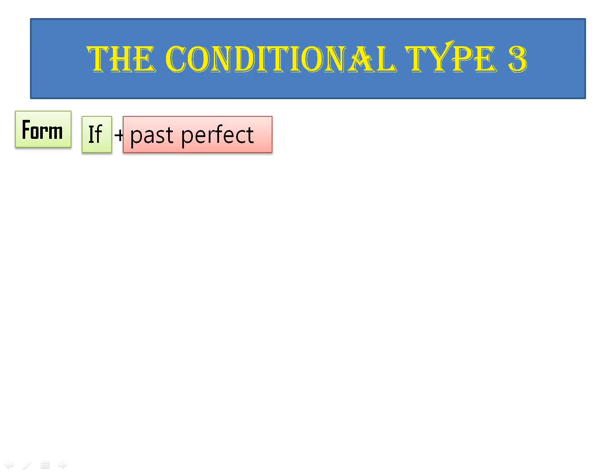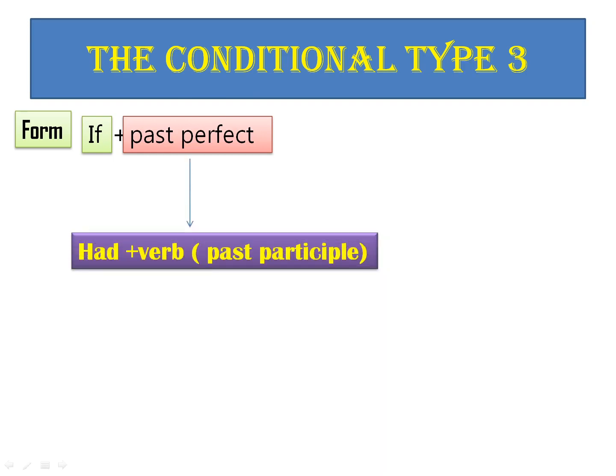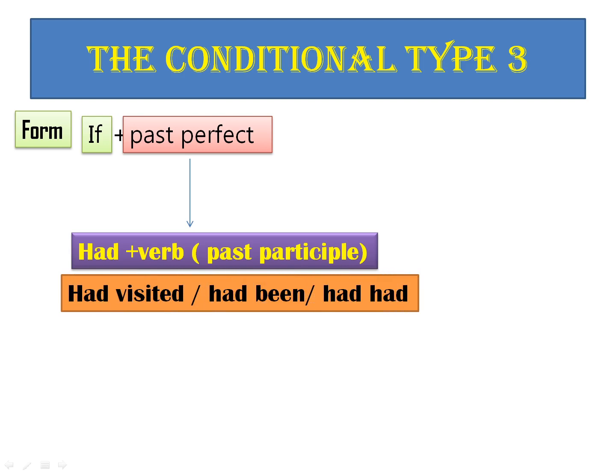We start with if plus the past perfect. What is the past perfect? The past perfect is had plus verb in past participle. Like what, for example? Had visited, had seen, had had. So had visited, the verb is to visit. Had been, the verb here is to be. Had, the verb here is to have. Had seen, the verb here is to see. So this is the past perfect.